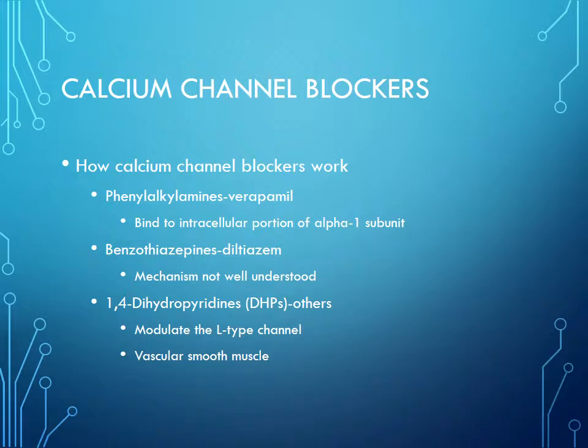Because all calcium channel blockers cause vascular muscle relaxation. They'll all lower blood pressure. But some slow heart rate, and some indirectly raise heart rate. So the dihydropyridines are specific to vascular smooth muscle.